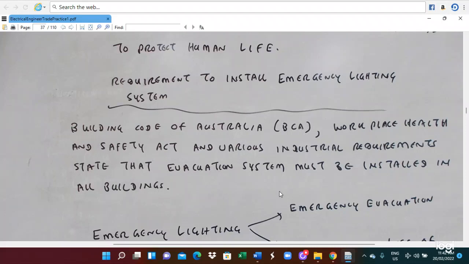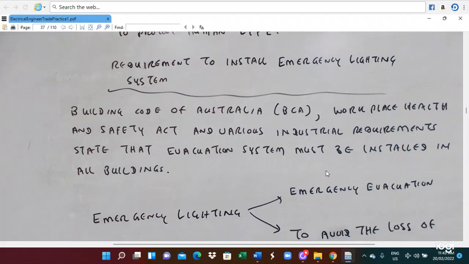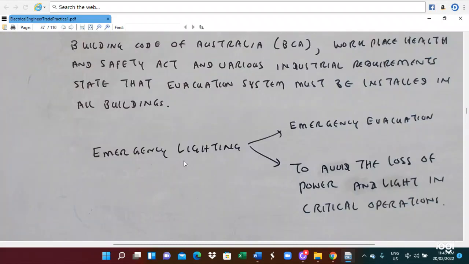lighting systems. The building code of Australia, BCA, workplace health and safety and various industrial requirements state that the evacuation system must be installed in all such buildings. The emergency lighting is provided for emergency evacuation, as well as to avoid the loss of power and light in critical operations. So this is the importance of the emergency system.